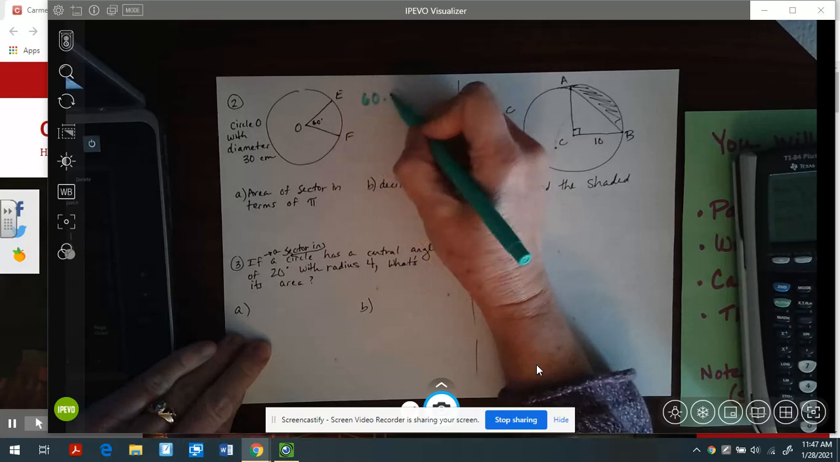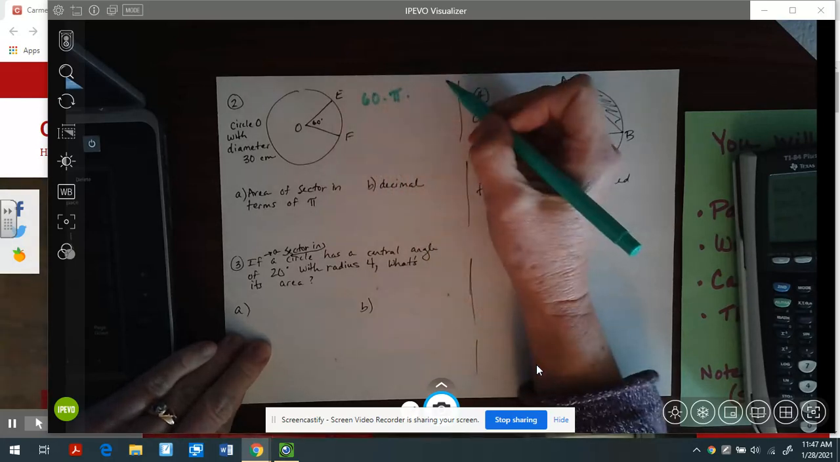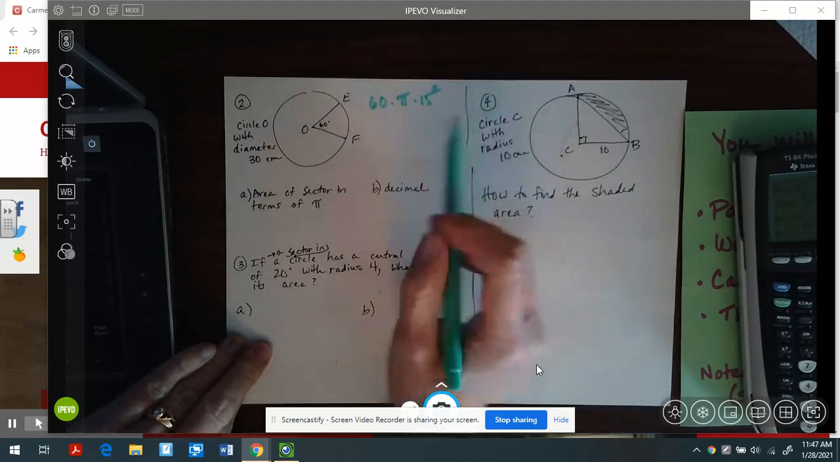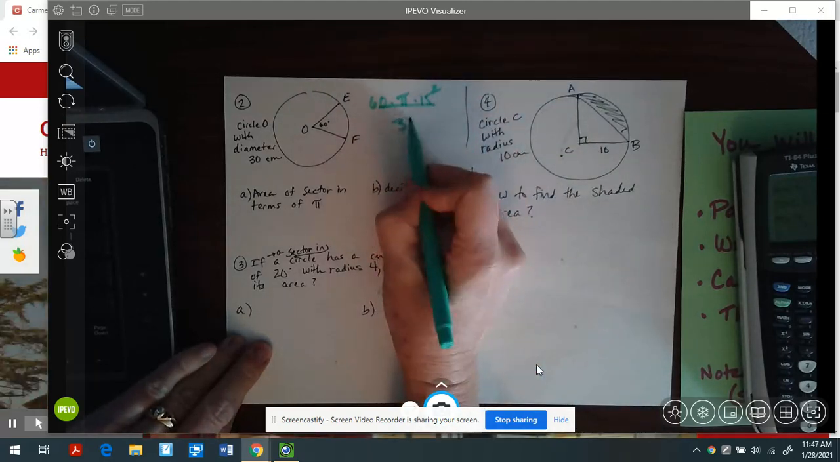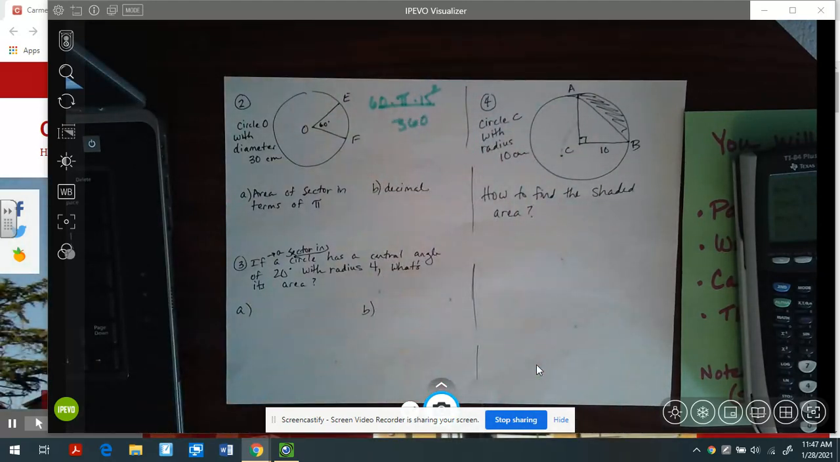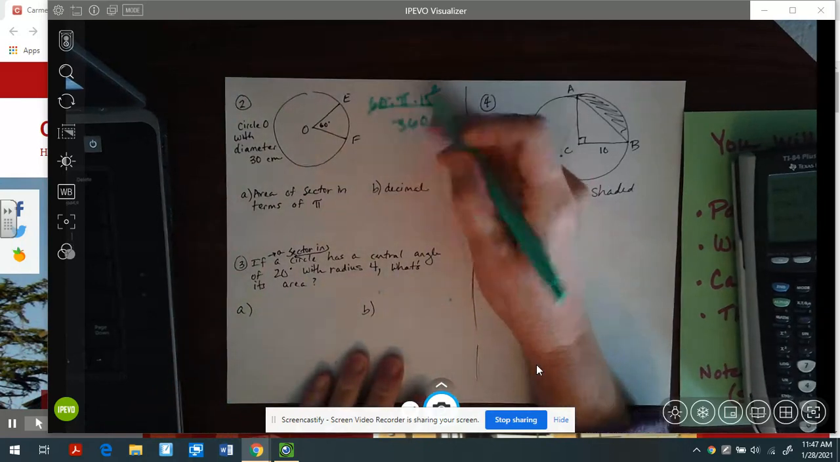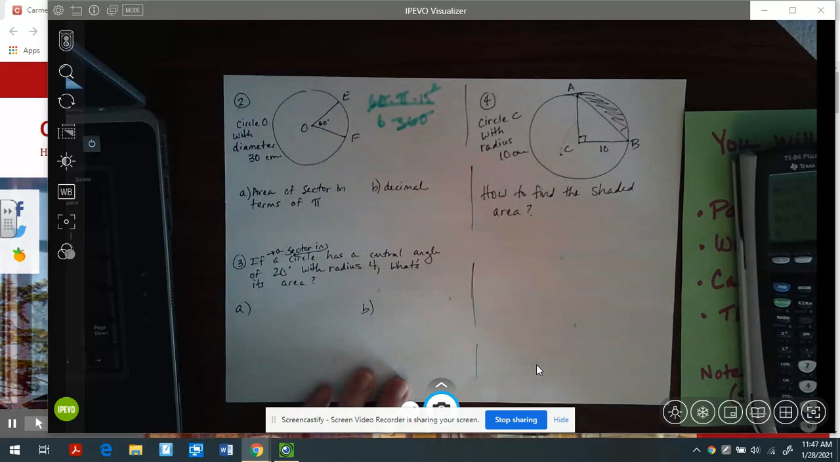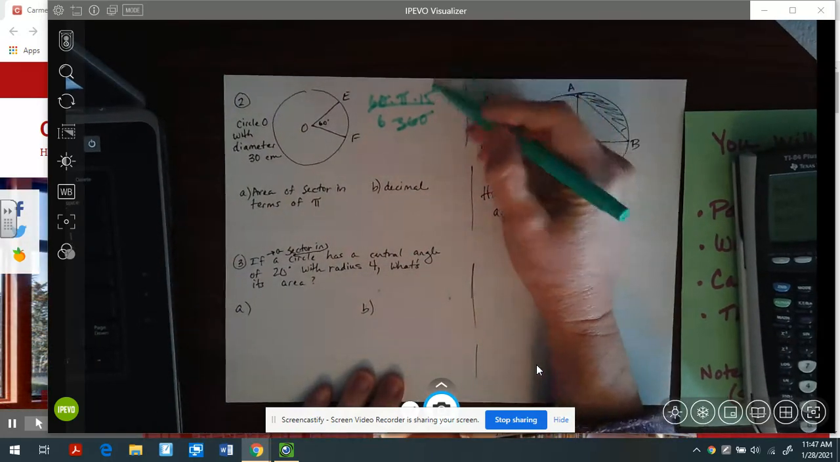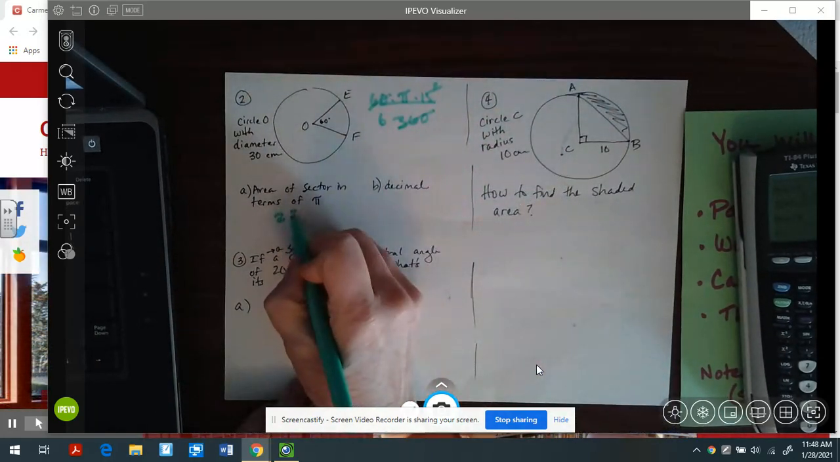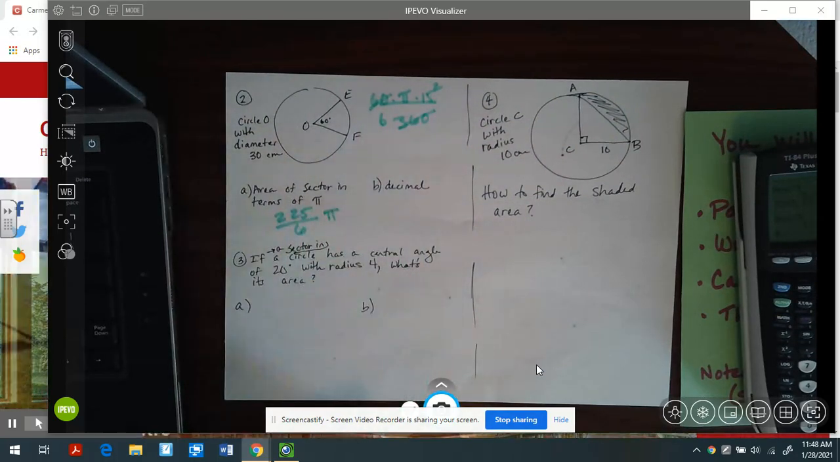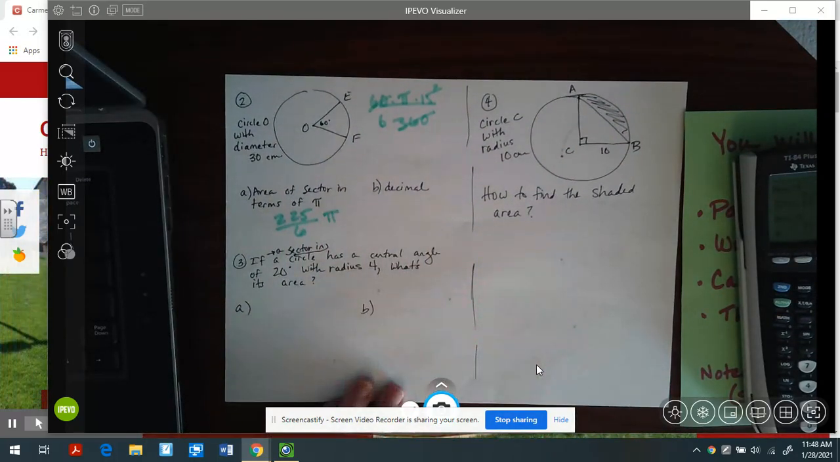60 times pi times radius squared. The diameter is 30, so this is going to be 15 squared all over 360. Nice. 60 goes into 360 exactly 6 times. 15 squared is 225, so I'm going to write 225 over 6 and then just put pi on the end.